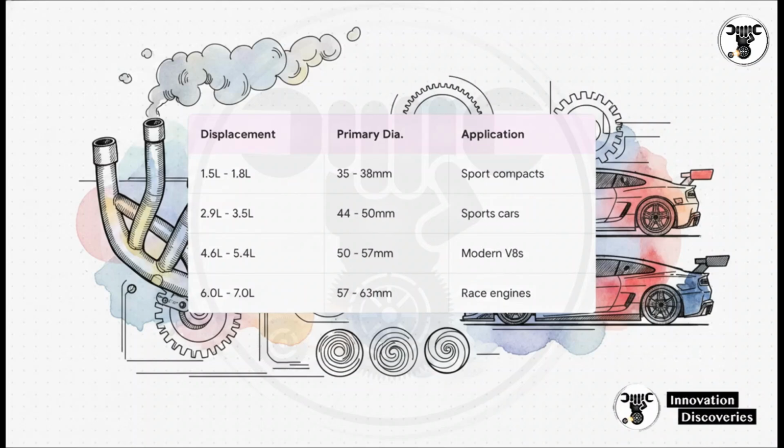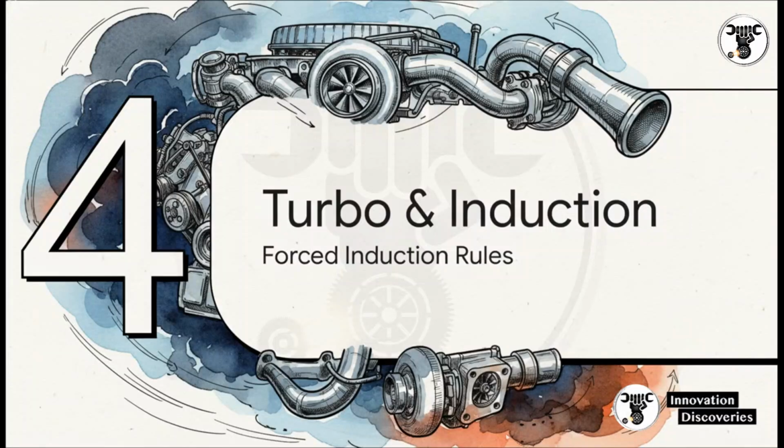If you're working with a smaller 1.5 to 1.8 liter sport compact, it's going to thrive on a tight 35 to 38 millimeter primary tube to maintain that crucial velocity. Conversely, if you're building a massive 7.0 liter high-output race engine, you need 57 to 63 millimeters just to keep it from choking out. Sticking strictly to these displacement guidelines ensures you are starting your fabrication in the exact right window. Let's jump to Section 4, turbochargers and forced induction.